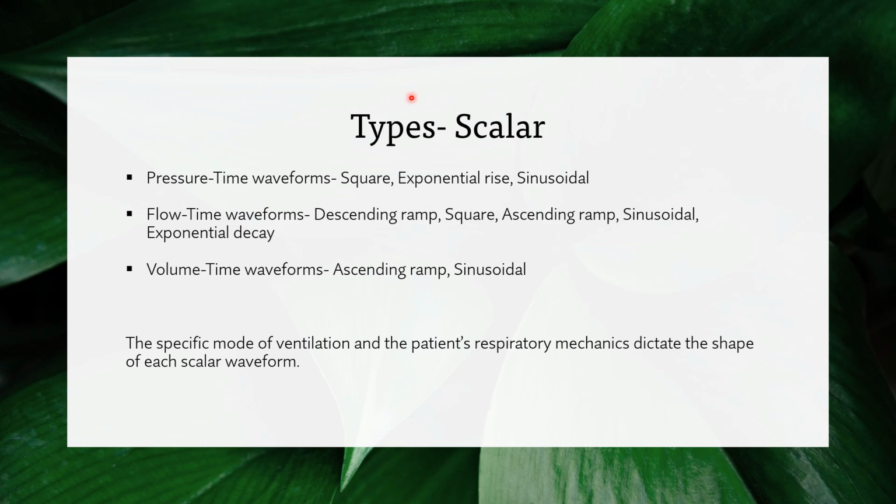Pressure time waveform is mainly square and exponential rise. Volume time waveform is ascending ramp or sinusoidal, reflecting changes in the lung volume, and flow time waveform varies more widely, with descending ramp, square, ascending ramp, sinusoidal and exponential decay shapes, each illustrating different flow characteristics through the respiratory cycle.